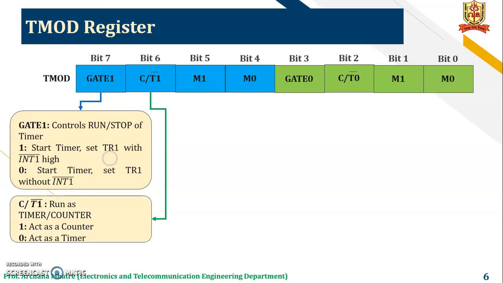Now next is the C/T1 bar bit. C/T1 bar means counter or timer. If this bit is 1, then it will act as a counter. If this bit is 0, then it will act as a timer.